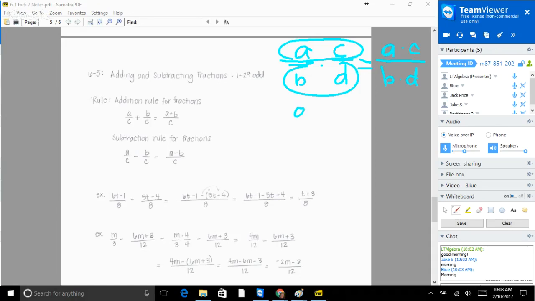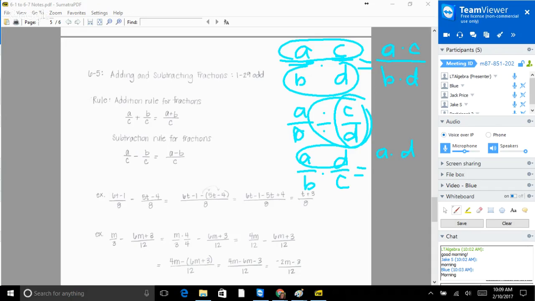Dividing's a little trickier. So this is kind of a review of 6.2 and 6.3. If I have A over B divided by C over D, I don't quite know how to divide fractions, but I know that instead of dividing, I can multiply by the reciprocal. So it's A over B times D over C. You flip the second fraction, that's called the reciprocal, and then it becomes a multiplication problem. We do the same thing: A times D on top, B times C on the bottom, and voila, you've solved it.